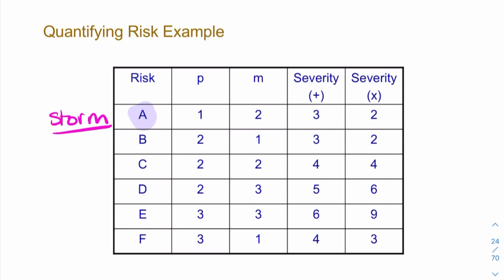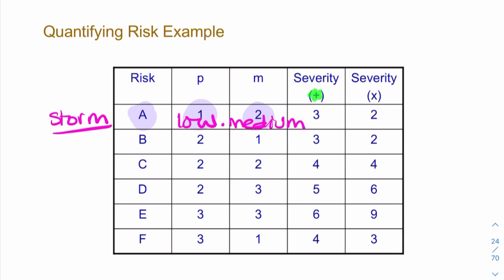It looks like it's not very likely because the probability is low, but the magnitude of the consequence of that storm is medium. And when you multiply low times medium, or 1 times 2, you get 3. Sorry, you get 2. If you add them, you get 3. So the severity measures, whether you add or multiply, they're pretty close.